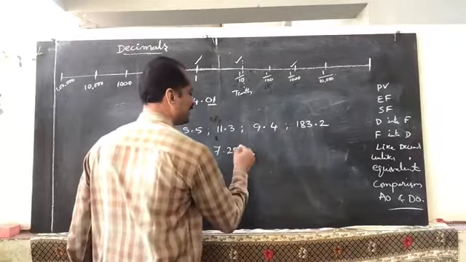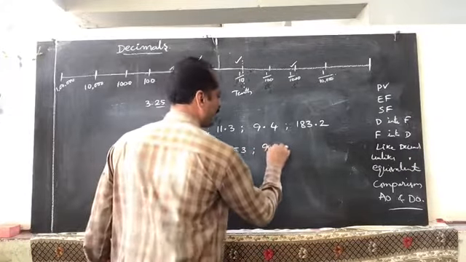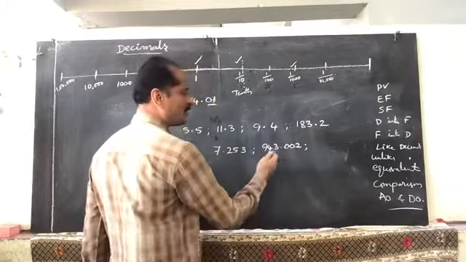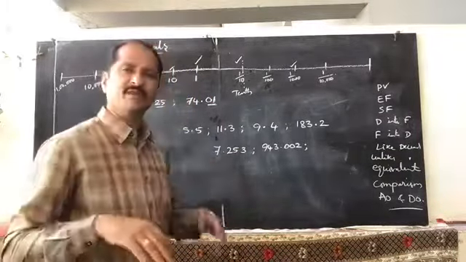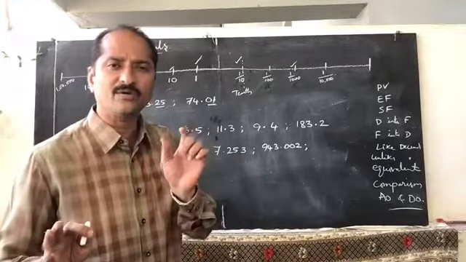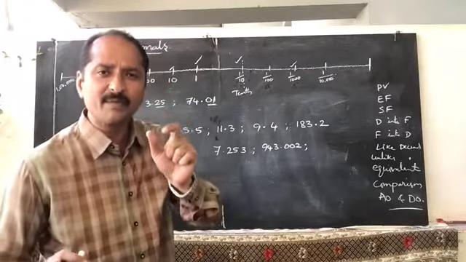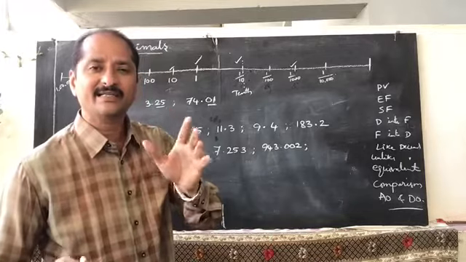7.253. Here 3 digits are there in the decimal part. And 943.002. Here also 3 digits in the decimal part. Don't bother about the whole number part. The whole number part may contain any number of digits. We have to compare only the decimal part. If the number of digits in the decimal part are equal, then we can call them like decimals.